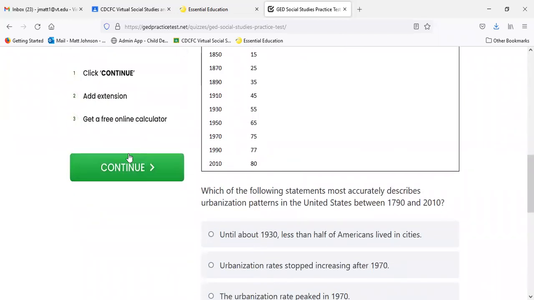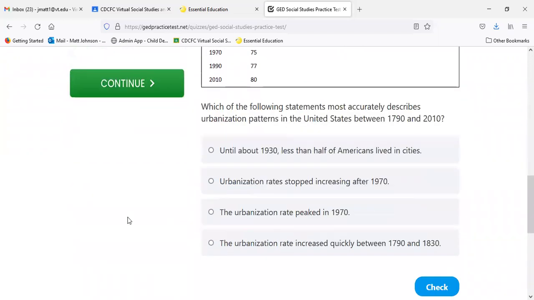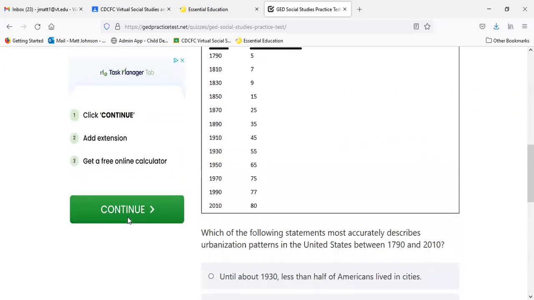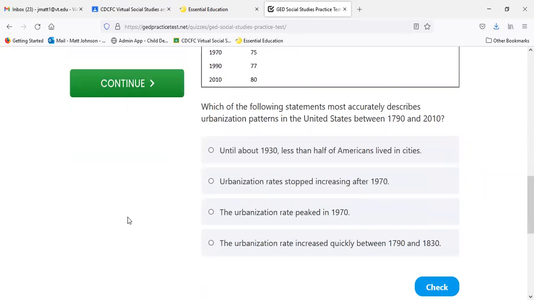So Debbie, which of the following statements most accurately describes urbanization patterns in the United States between 1790 and 2010? Until about 1930, less than half of Americans lived in cities. Urbanization rates stopped increasing after 1970. The urbanization rate peaked in 1970, or the urbanization rate increased quickly between 1790 and 1830.